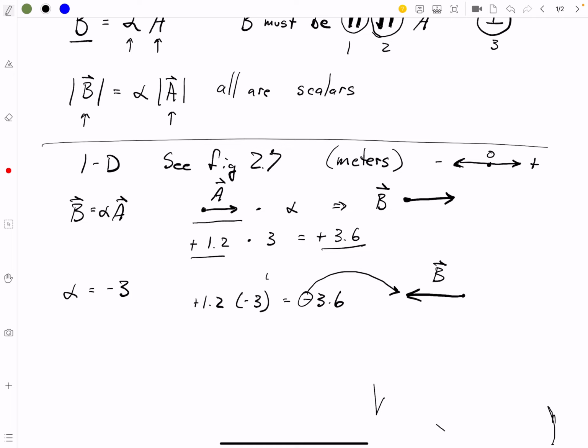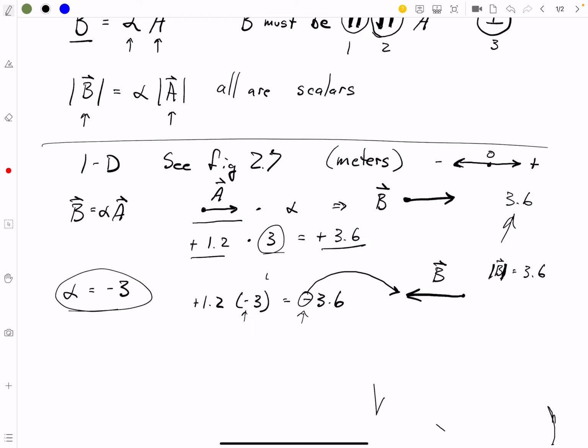If we take the magnitude of B, that's equal to 3.6. Well, up here, the magnitude is also 3.6. So magnitude stays the same. The direction is what changed, and it all changed because alpha was now negative 3 instead of positive 3.